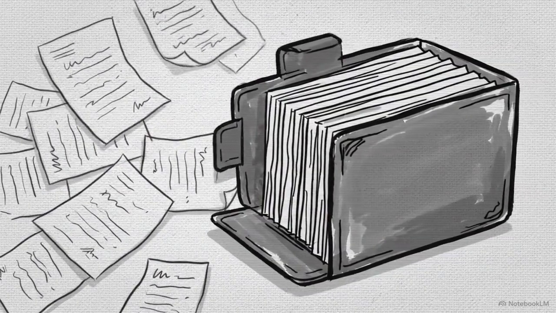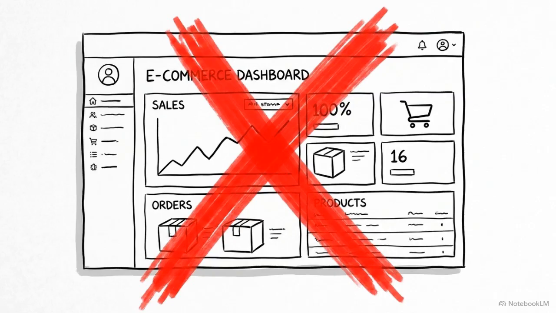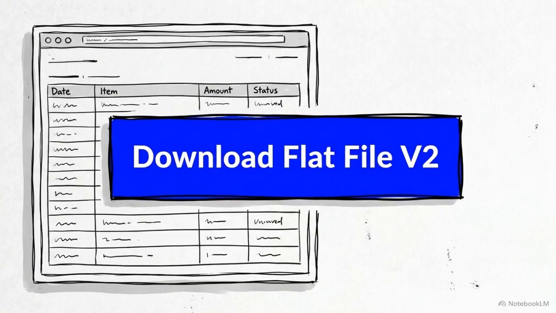of your business health. Step 1 is to stop using the Seller Central homepage for your accounting. That dashboard is an operational tool designed to show sales momentum, not the final amount of cash you are owed. To get the raw data, navigate to Reports, select Payments, and then All Statements. Look for the most recent settlement and download the flat file V2 version. This is the authoritative source for every transaction processed in that period.